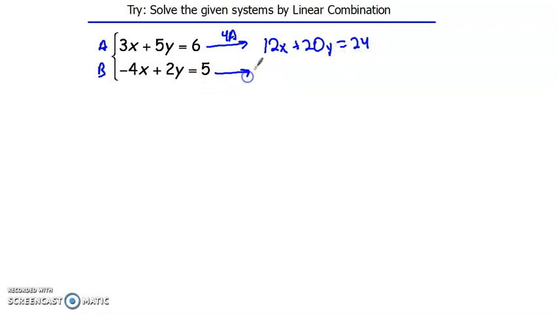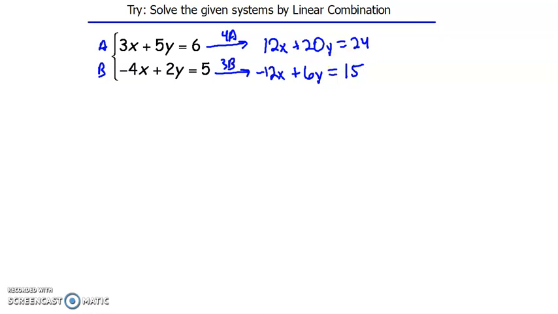At the same time, well, if this is 12x, I would love the bottom equation to have a negative 12x, in which case I'm going to have to multiply it by 3. So let's say 3B. 3 times negative 4 would be negative 12. 3 times 2 is 6. And 3 times our 5 is our 15.